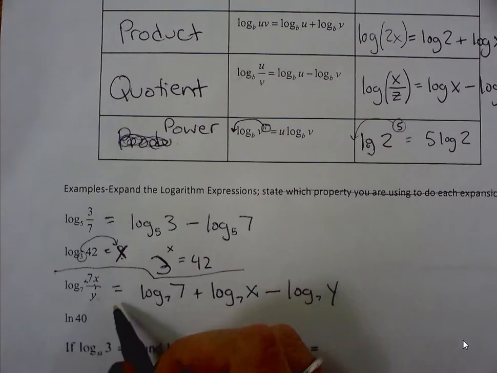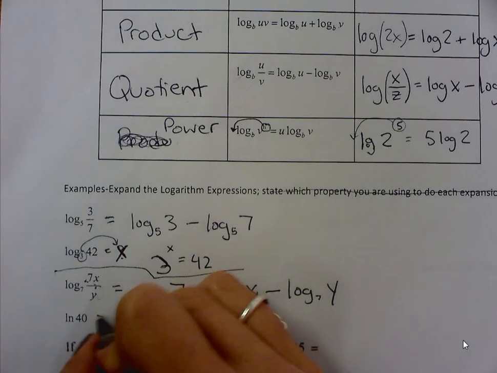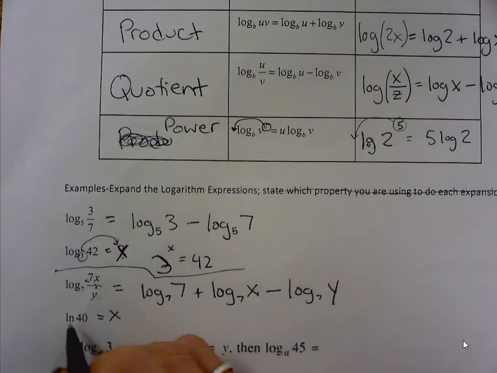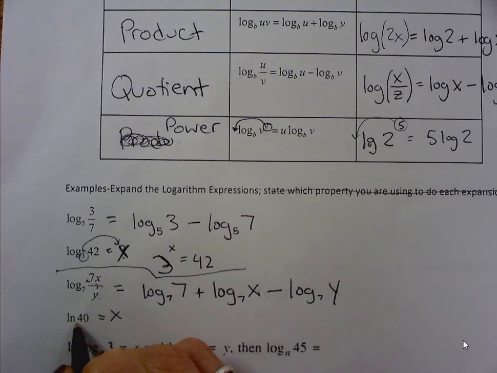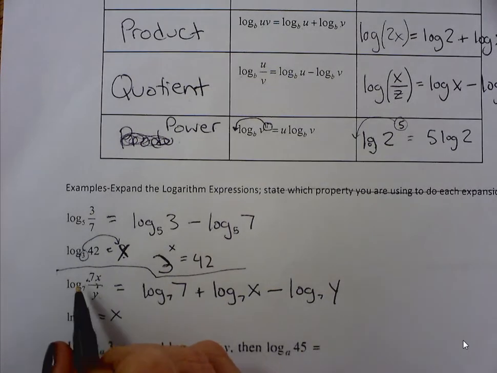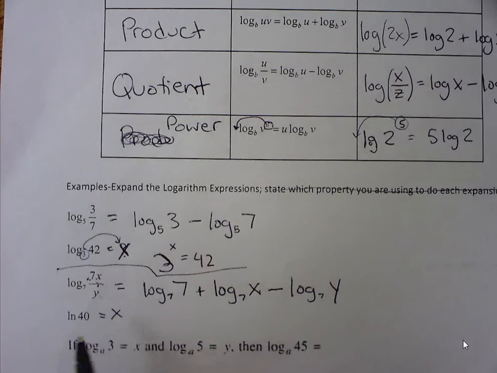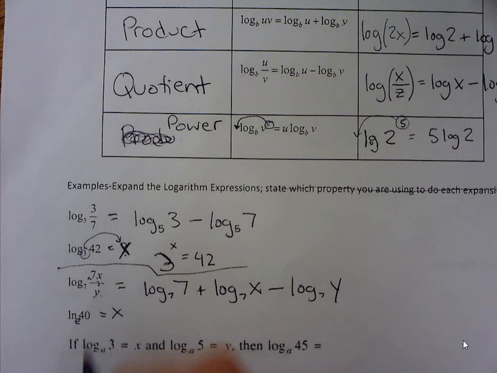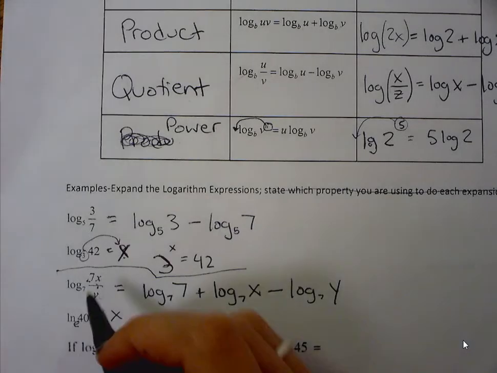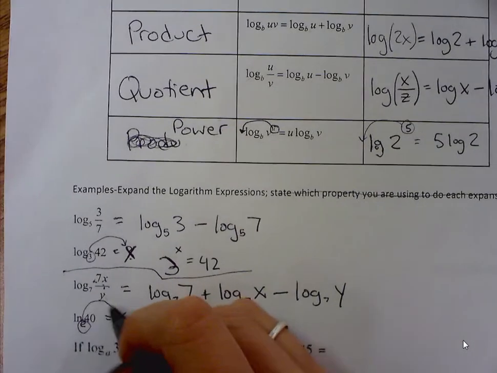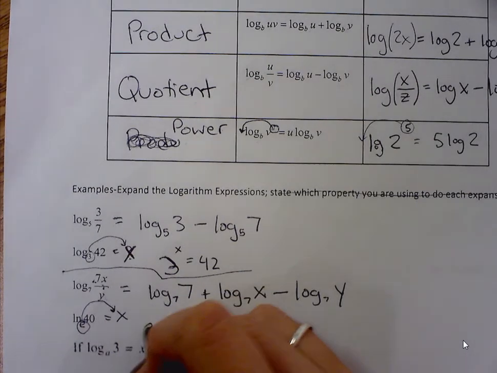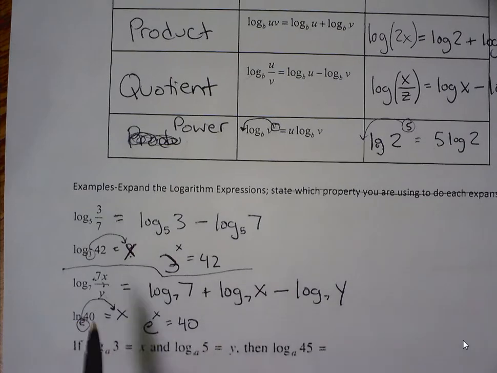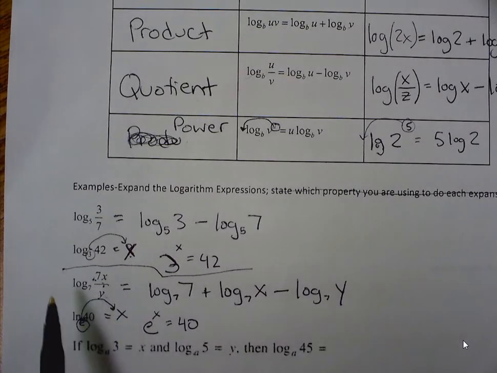Alright, natural log of 40 is equal to x. So if I want to evaluate this, now natural log, whenever you have a base, usually the invisible base with logs is 10. The invisible base with natural log is e. So if I'm converting this to an exponent, I would circle the e, catch my x, and I would have e to the x is equal to 40. Remember, the natural log is an exception. With log, it's an invisible 10. With natural log, it's an invisible e.